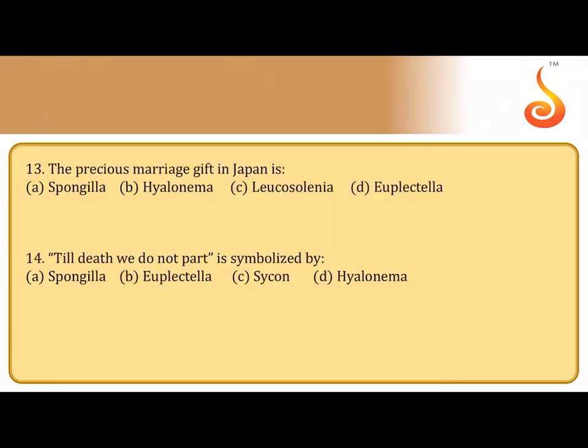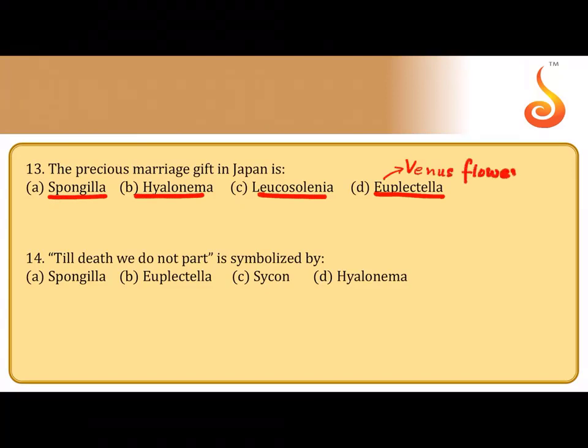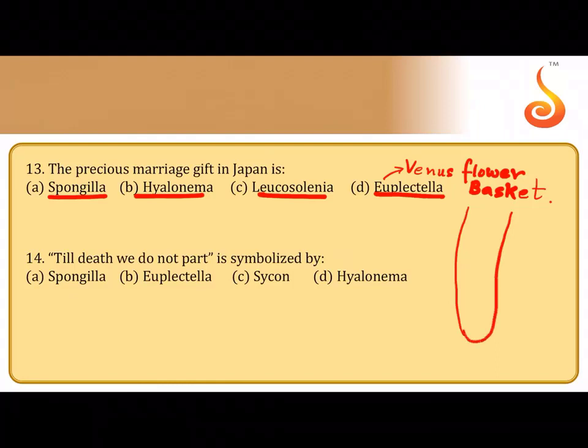The precious marriage gift in Japan is Euplectella. It should be underlined. All these are scientific names. Euplectella is called the Venus flower basket. Okay, now this Venus flower basket, that is Euplectella, why is it given as a wedding gift? Because it is said that this basket like structure is basically made up of spongin fibers and spicules, so it has a very intricate structure.